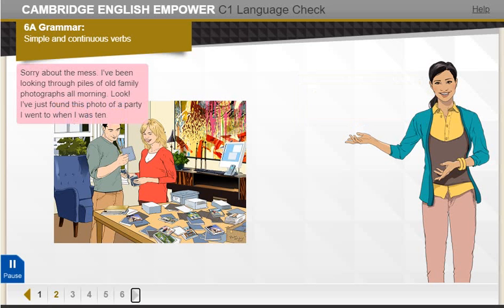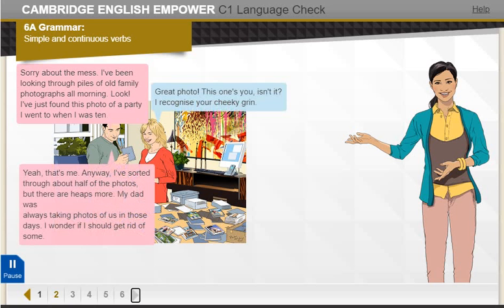Sorry about the mess. I've been looking through piles of old family photographs all morning. Look, I've just found this photo of a party I went to when I was 10. Great photo. This one's you, isn't it? I recognise your cheeky grin. Yeah, that's me. Anyway, I'll sort through about half of the photos, but there are heaps more. My dad was always taking photos of us in those days. I wonder if I should get rid of some. Don't even think about it. You have to preserve your memories.